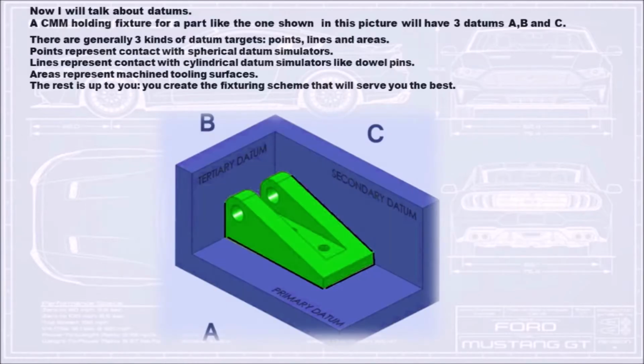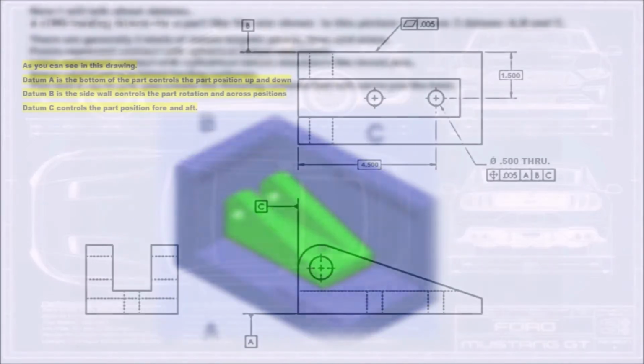A CMM holding fixture for a part like the one shown in this picture will have 3 datums: A, B and C. There are generally 3 kinds of datum targets: points, lines, and areas. Points represent contact with spherical datum simulators. Lines represent contact with cylindrical datum simulators like dowel pins. Areas represent machine tooling surfaces. The rest is up to you. You create the fixturing scheme that will serve you the best.